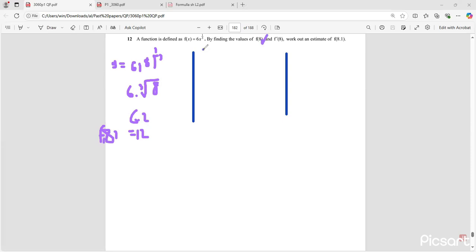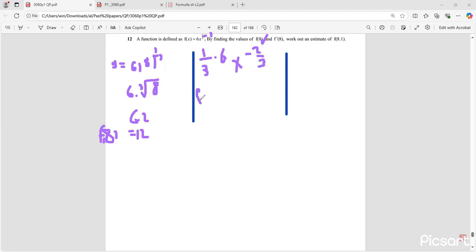And f dash 8. So for f dash, let's take a third multiplied by 6. Make the power minus 1. We bring the power down, and we get the derivative. So a third multiplied by minus 1 will be negative 2/3. Okay, let's get f dash 8.